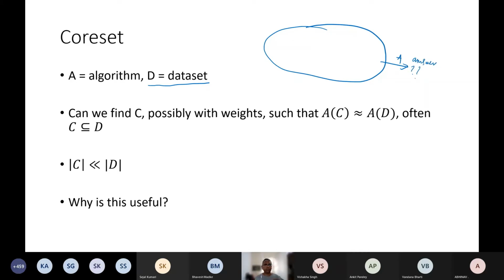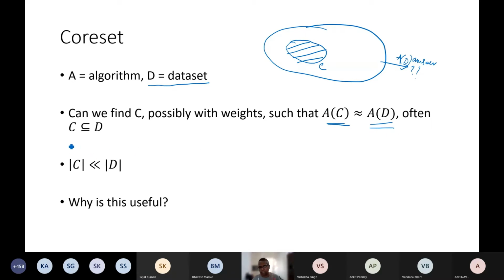What is the answer? Depending on what you're interested in, the answer could be a learned model, or the solution to the k-means clustering problem. The answer could be a clustering, a regression model, or a classification model. So the algorithm processes the data and gives me the answer. The question we're now asking is: can we find a much smaller part of the data, which we call C, such that the performance of A on C and the performance of A on D are very similar?